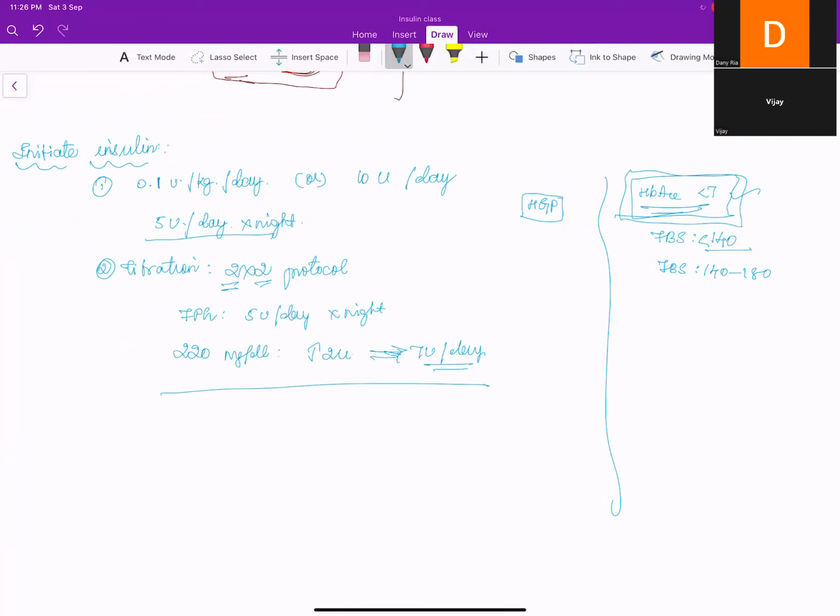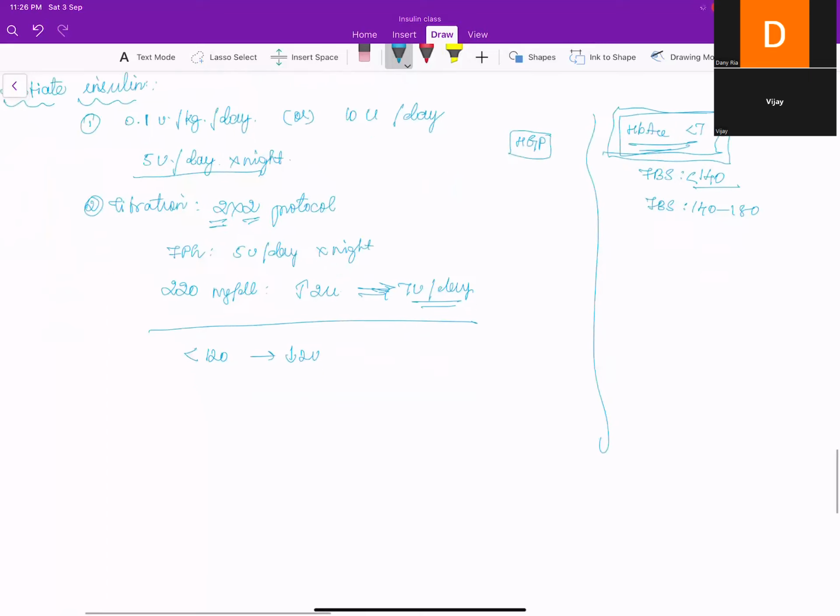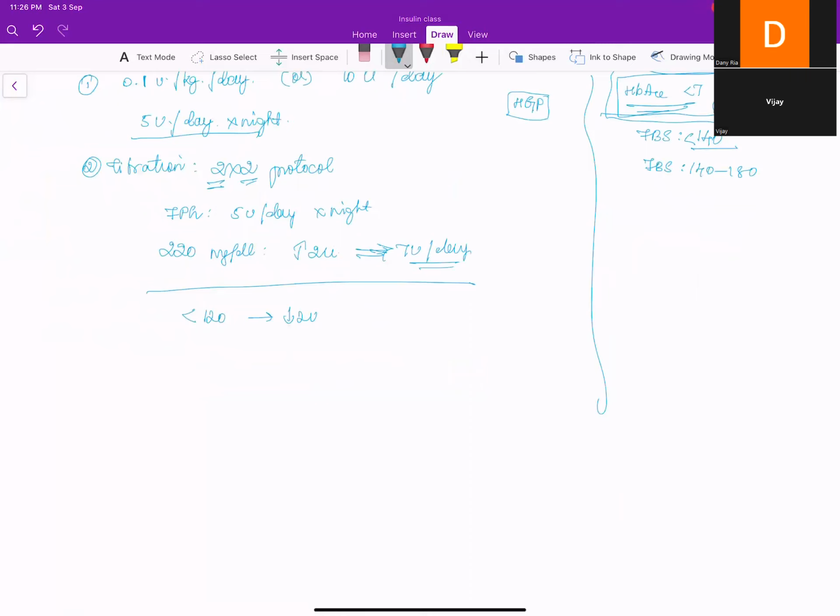So 140 to 180 is the target. Suppose it is less than 120, hypoglycemia risk is there. So what you have to do is reduce by 2 units. So if you read that RSSDI document, they give even more values. For example, if the value is less than 100, now you have to reduce by 4 units.